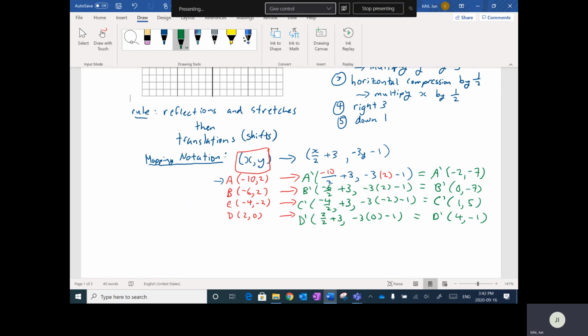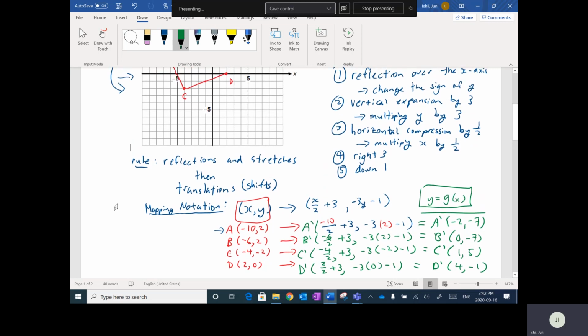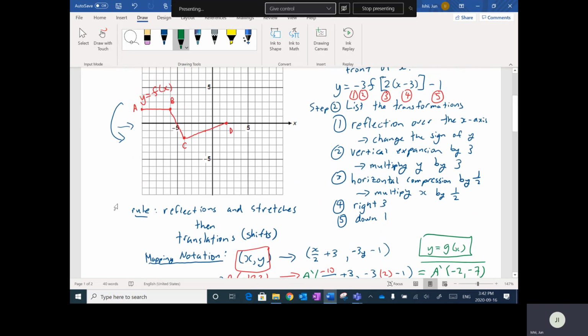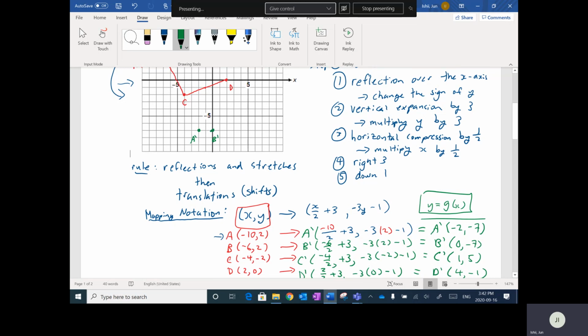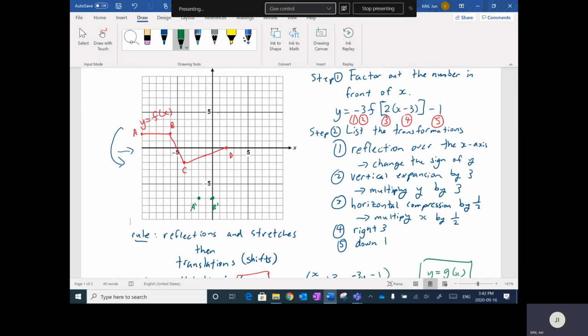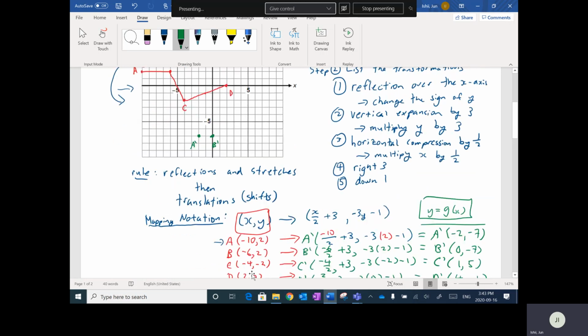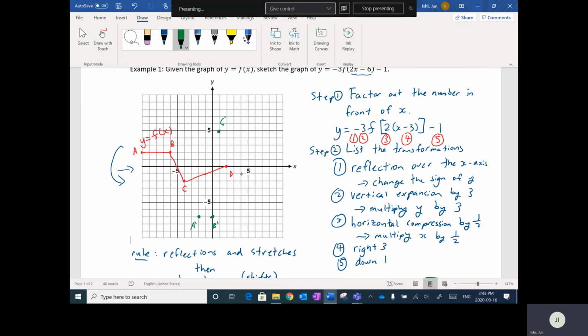Okay, so these are the points that are on, and actually, you know what? I'll just call it y equals g of x. All right, so on the converted function for these points here. All right, so if I go back, I'm going to try to scroll back here and plot these points. So -2, -7 is right here. So this is now A prime. B prime is 0, -7. Right there. And then we have 1, 5, which is way up there. Okay, so that's C prime. And then the last one there is 4, -1, which is right there.